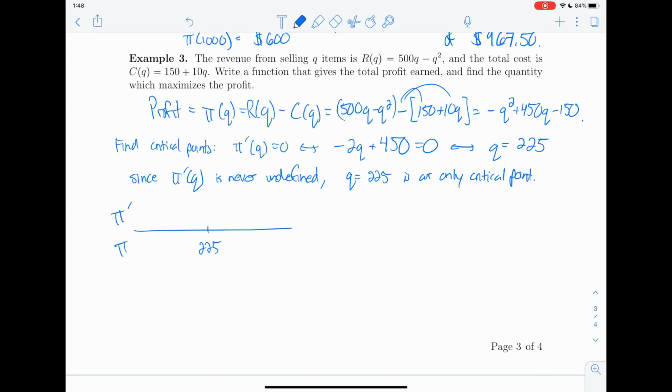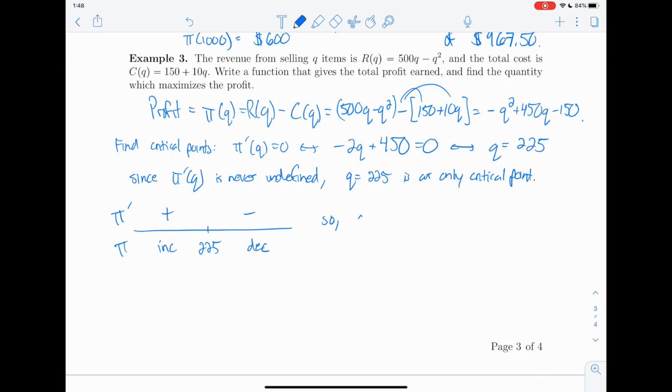And again, if you plug in some values to the left of 225 into the derivative, which is this line, we'll end up with a positive. For example, you could plug in 0. Plug in 0 here, you'll get 450. That's clearly a positive value. And if you plug in something to the right, you'll end up with a negative, which means our profit is increasing and then suddenly decreasing.